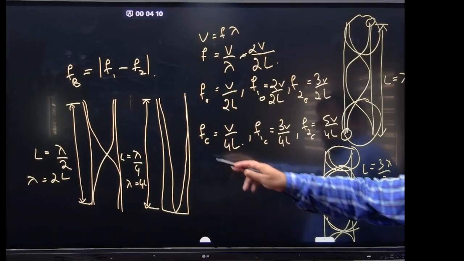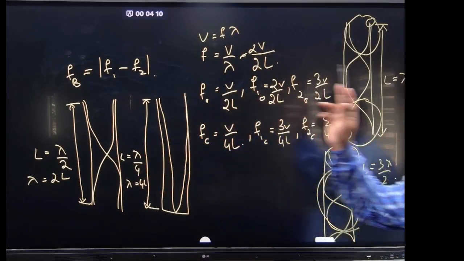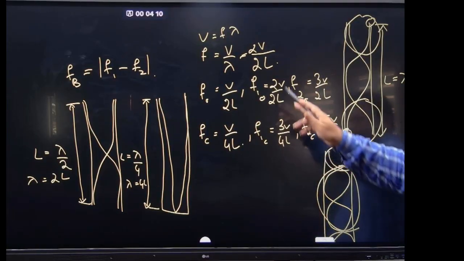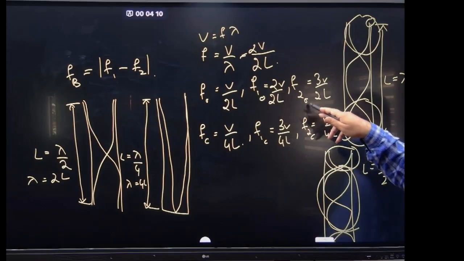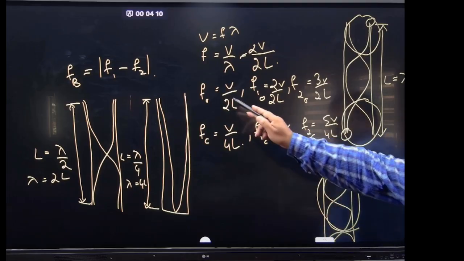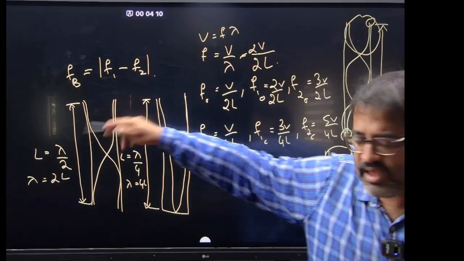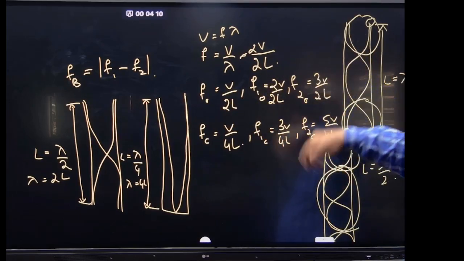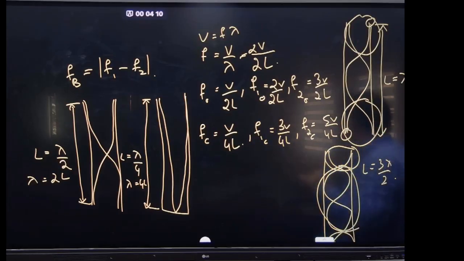Okay. So here we can say lambda by 2. Here it is 2 lambda by 2. Here it is 3 lambda by 2. And when I do the same type of calculation, I am going to get F2 naught is equal to 3V by 2L. Okay. So this is the frequency belonging to this wave, this is the frequency belonging to this wave, and this is the frequency belonging to this wave. Are you getting that? Any problem with that?